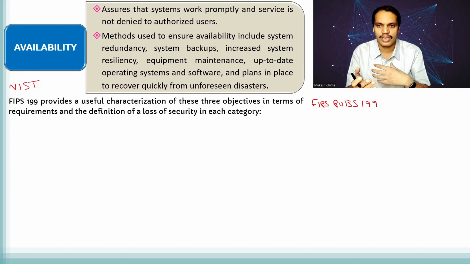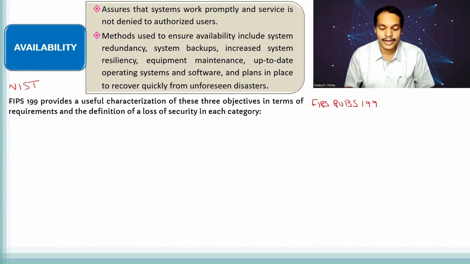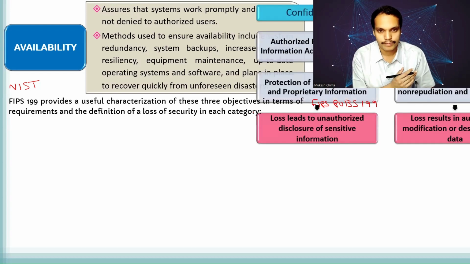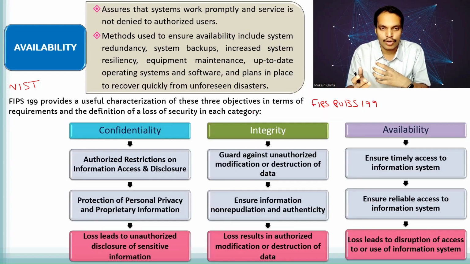As I told you, there are three core components for security, isn't it? Confidentiality, integrity, and availability. Now, this FIPS 199 actually gives you what we are expecting out of it. And in case something is lost for these three objectives, what would the loss be, or how do you measure the loss?